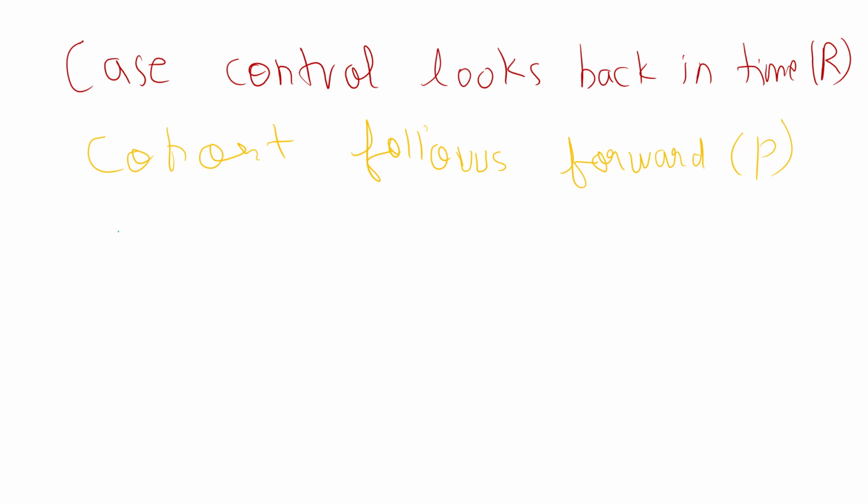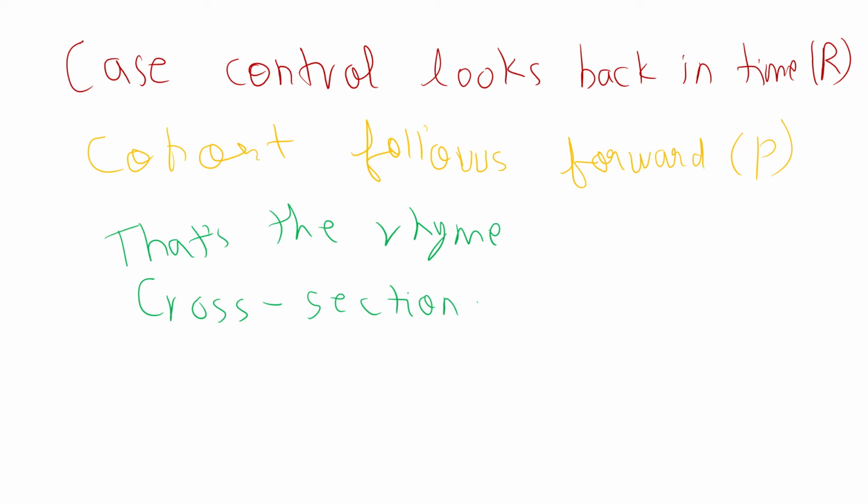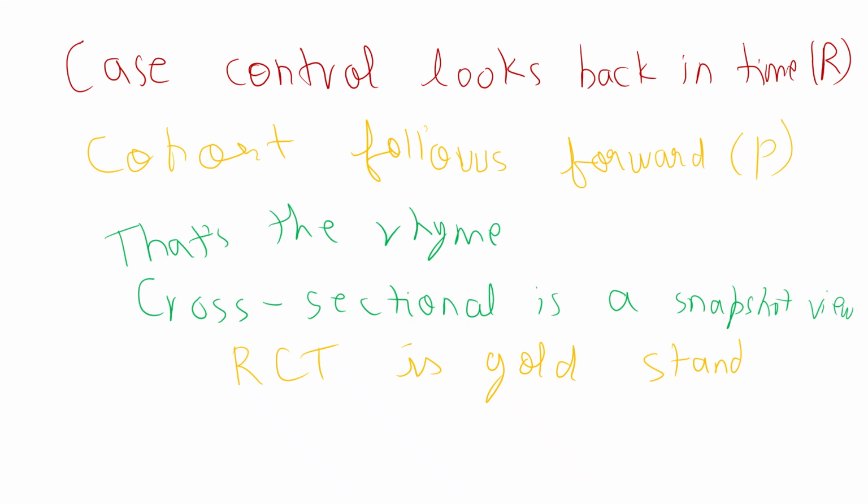Cross sectional is a snapshot view. RCT is gold standard. Always, randomized control trial is the gold standard. Tried and true. Practice these songs daily and biostatistics will become second nature.